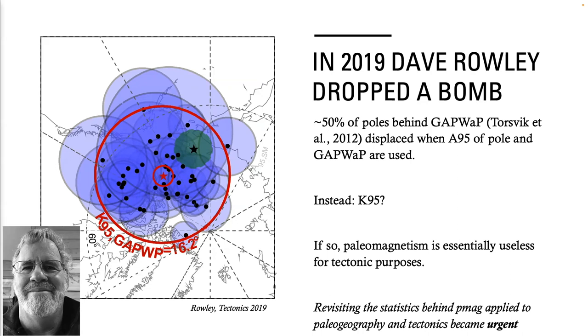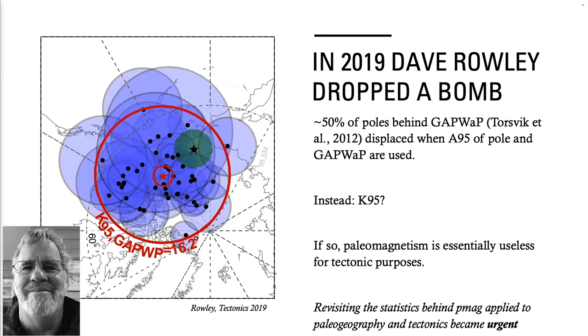Which basically means that if you find a significant difference between a study pole and an apparent polar wander path, you get a 50-50 chance that that is geologically meaningful, which is terrible. And it basically blew paleomagnetism applied to tectonics and paleogeography to bits.